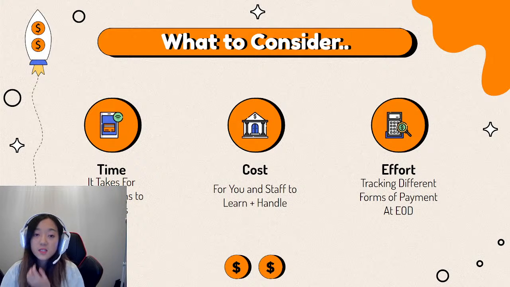Next, you need to consider the cost. It costs money for you to train yourself and staff members how to use these devices. It also costs money to rent or to own a device. Lastly is effort. Depending on the method of transaction you are willing to accept, there are different protocols you need to follow and to keep track of, which takes effort.